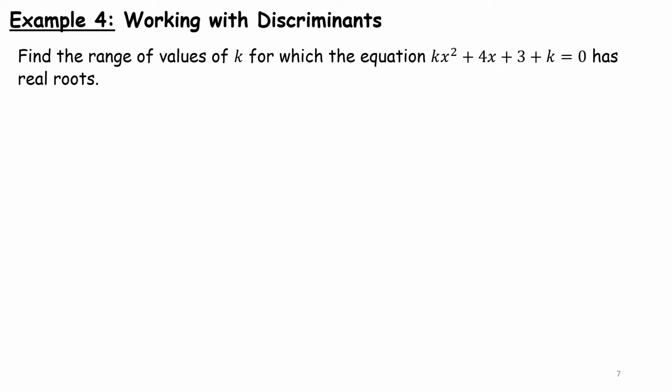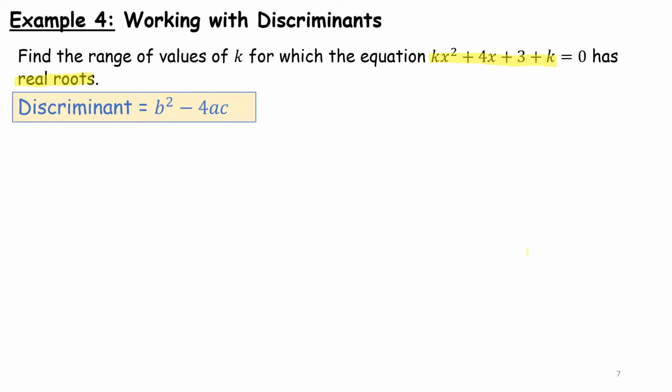This question asks us to find the range of values. The range implies that there's going to be an inequality sign. So the range of values of k for which the equation kx squared plus 4x plus 3 plus k equals 0 has real roots. First thing I'm going to do, this is my quadratic and I want real roots. So my discriminant is b squared minus 4ac. You need to know that.